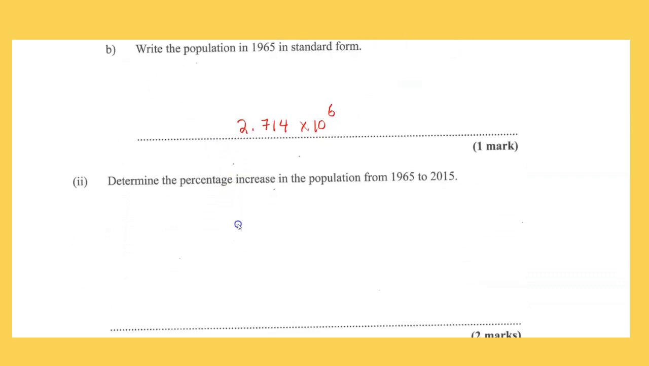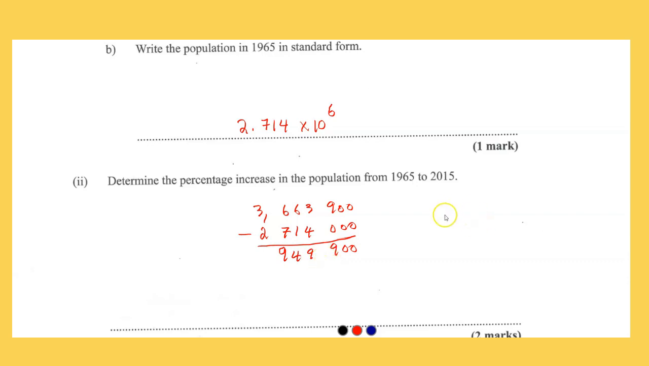And then we move on to part 2. It says determine the percentage increase in the population from 1965 to 2015. In 2015 the population was 3,663,900. And in 1965 the population was 2,714,000. We need to find the difference between these, and what we get is 949,900. So that's the increase.